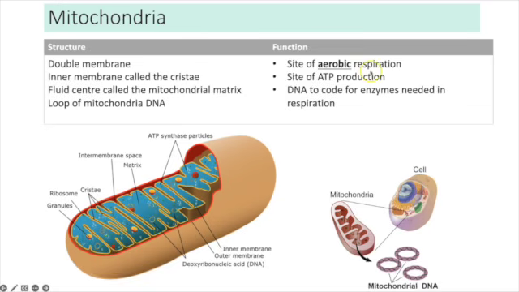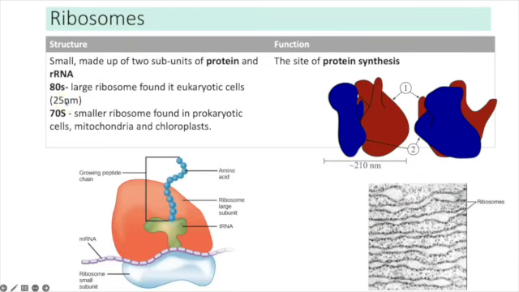So it's the site of aerobic respiration specifically. Therefore, it's the site of ATP production. And as I've already said, it contains the DNA to code for the enzymes needed for respiration. So the ribosomes it contains are the 70S ribosomes, which are much smaller, which are also the type that are found in prokaryotic cells. So that leads us into ribosomes.